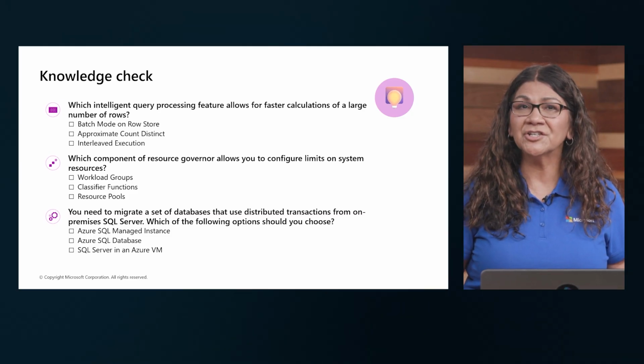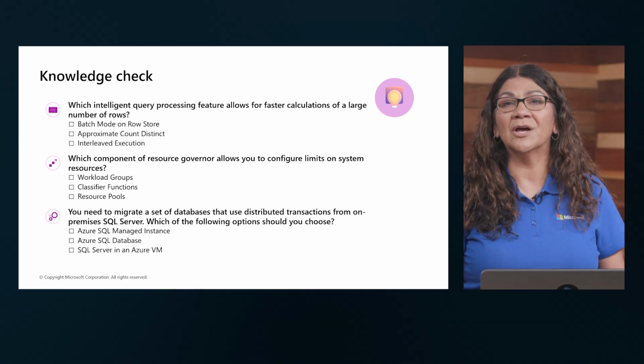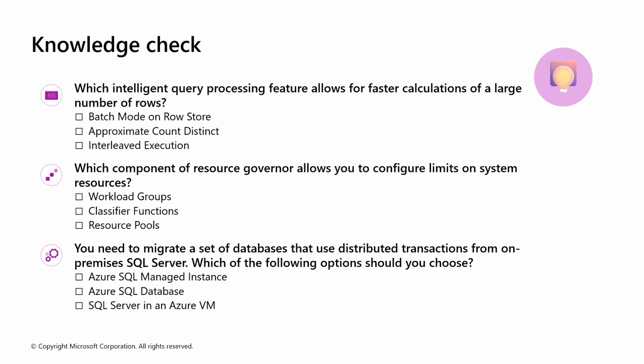Question 1. Which intelligent query processing feature allows for fast calculations on a large number of rows? Answer: batch mode on rowstore. Question 2. Which component of Resource Governor allows you to configure limits on system resources? Answer: resource pools.